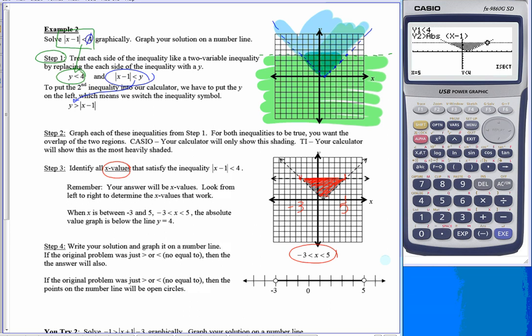So if I want to write this on a number line, when I'm drawing it, I need to show a nice open circle at both -3 and 5. I'm showing the open circle because it's just a less than or a greater than in the original problem. And I show that on my number line, I've shaded in between these two values. Go ahead and pause the video while you try number 2.